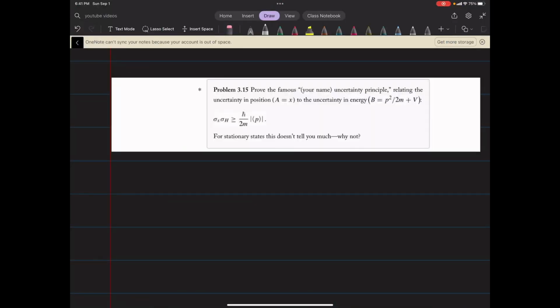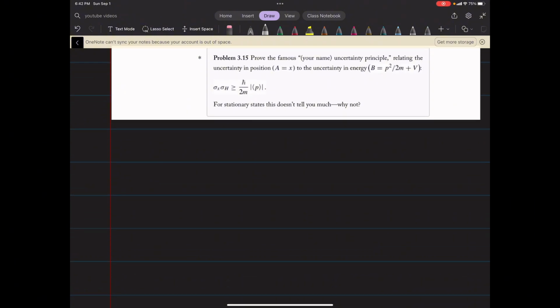Okay everyone, this is problem 3.15 out of Griffiths' Introduction to Quantum Mechanics. It says, prove the famous energy-time uncertainty principle relating the uncertainty in position, A equals x, to the uncertainty in energy, B equals p squared over 2m plus V. And it should equal this expression here. And it asks why for stationary states this doesn't tell us a whole lot.